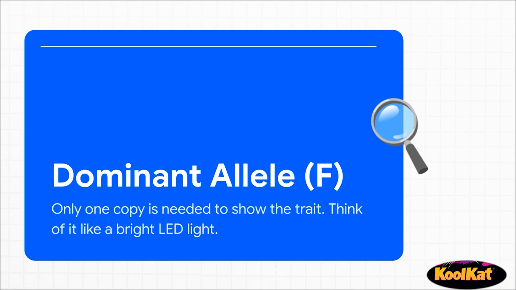Next up, we have dominant alleles. You can kind of think of these as the loud or bossy ones. We always write them with a capital letter. And here's a great way to remember it: a dominant allele is like a super bright LED light. Even if you only have one, it's so powerful it's the only one you're going to see.